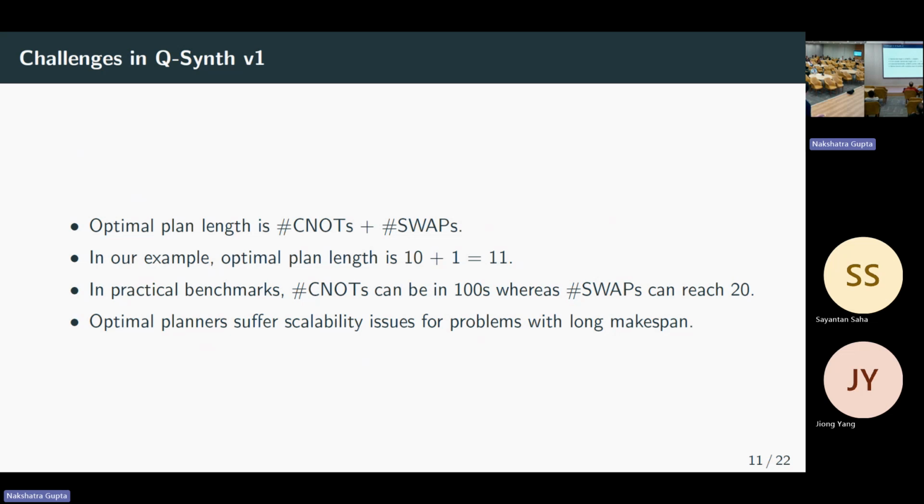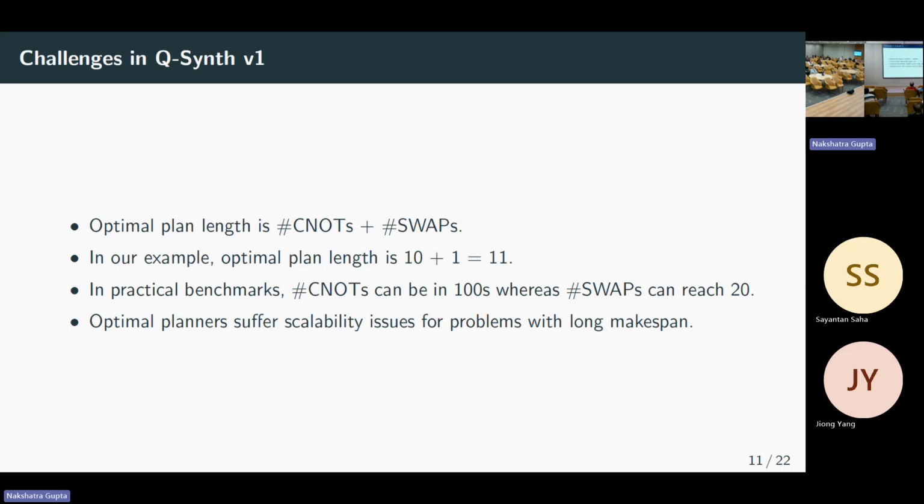Okay, so is the problem solved? Actually not. So there are many challenges. So if you observe a little bit, the number of CNOTs don't change. The only extra actions we have are number of swaps. So the optimal plan length would be the total number of CNOTs and number of swaps. So in our example, we had 10 CNOTs and 1 swap. So the plan length was 11. And in practical benchmarks, you can have hundreds of CNOTs and swaps can reach up to 20. And optimal planners suffer from scalability when you have long make span.